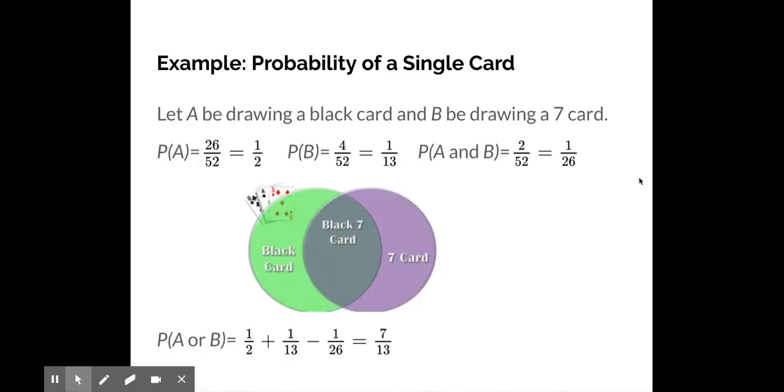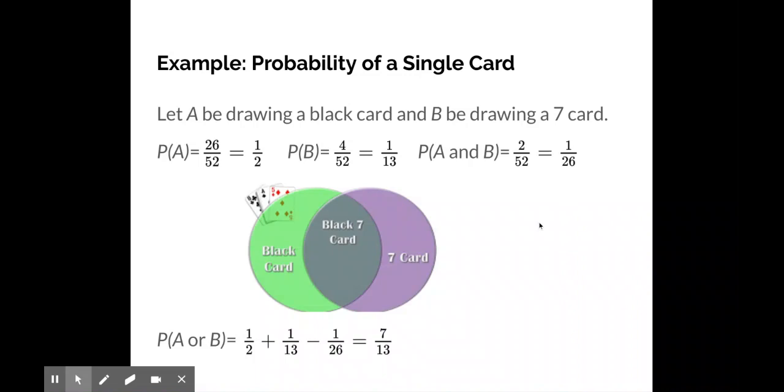So if we let event A be drawing a black card and event B be drawing a 7 card, we can really easily find these probabilities. The probability of event A: since half of the deck is black, there are 26 black cards out of 52, and that reduces down to 1/2. If we want to talk about getting a 7 card, there are 4 7 cards in the deck of 52 cards, and that reduces down to 1/13. Now, what's the probability that you get a black 7 card? Well, since there are 2 black 7 cards in the whole deck of 52, that probability reduces to 1/26.